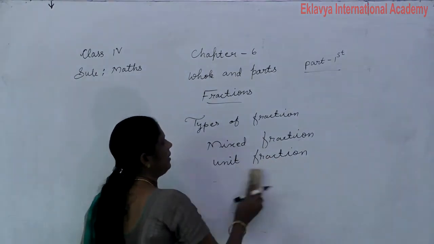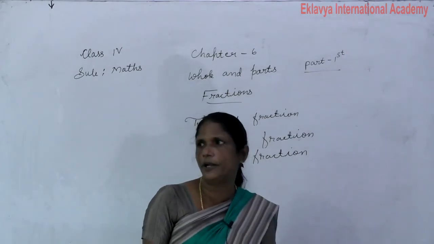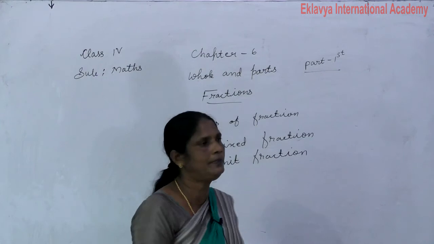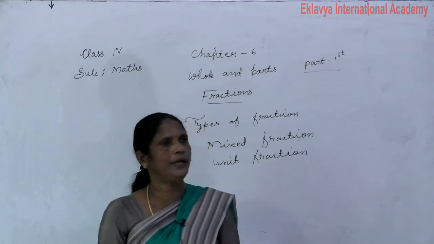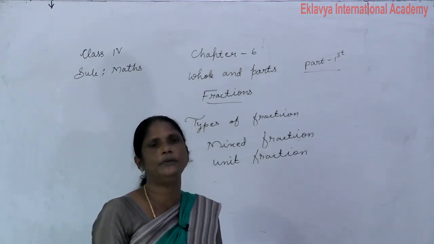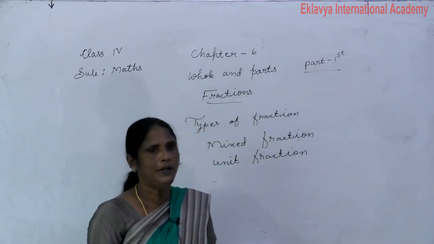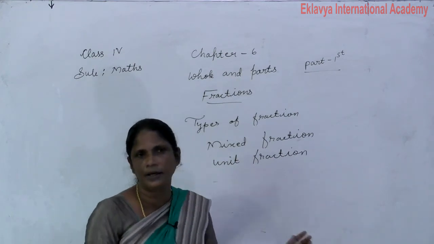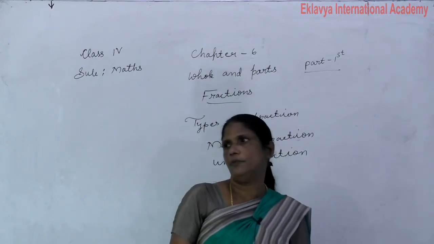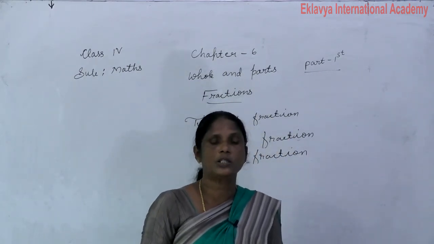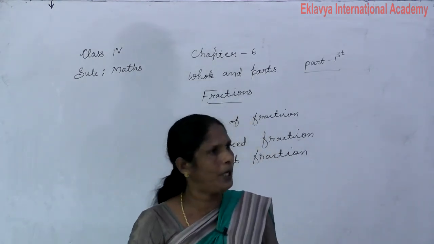Now, recall the types of fractions. First, like and unlike fraction. What is like and unlike fraction? Like fraction, when the denominators are same, that fraction is called like fraction. Unlike fraction, when the denominators are different, that fraction is called unlike fraction. Then second, proper fraction, when the numerator is smaller than the denominator.